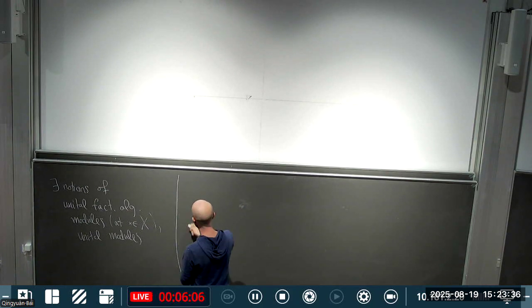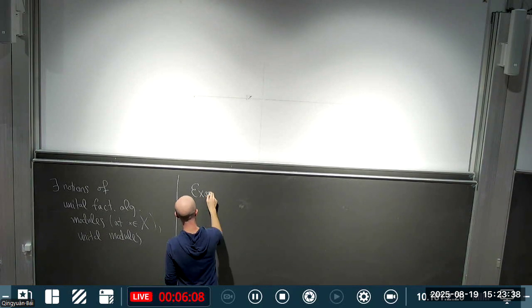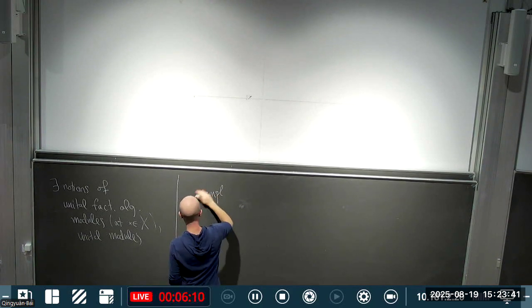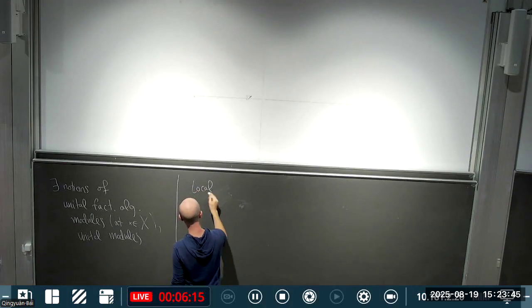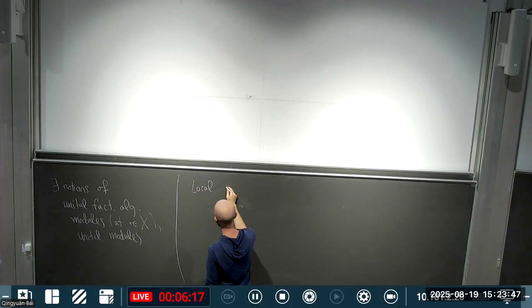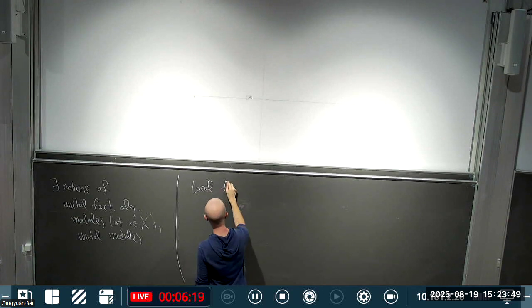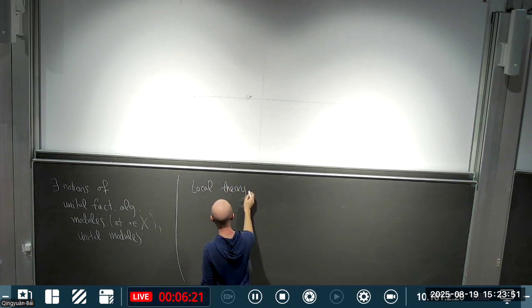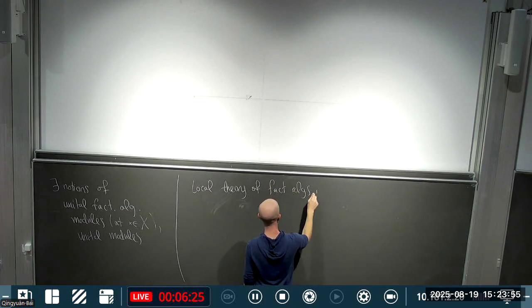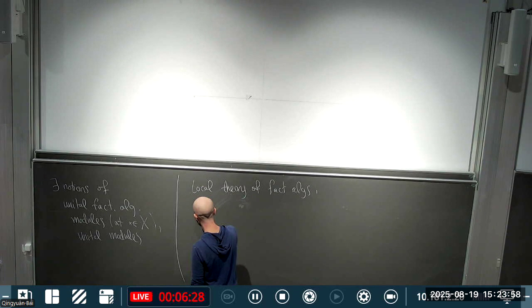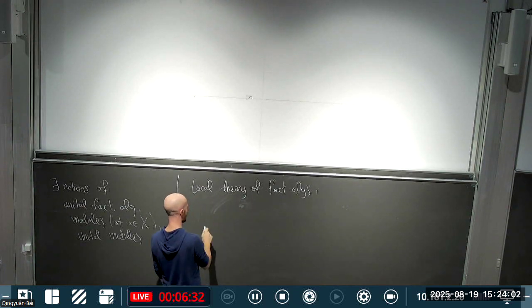And then one of the really remarkable things is that the theory of factorization algebras has a local part and a global part that we haven't talked about yet. But a big part of the local theory of factorization algebras is given by the following two theorems, which I would say are due to Beilinson and Drinfeld.